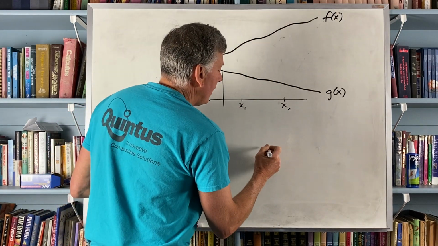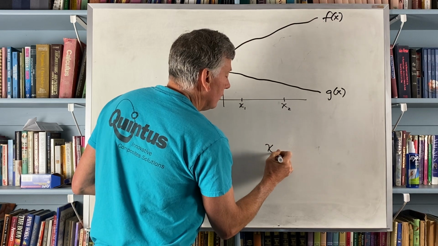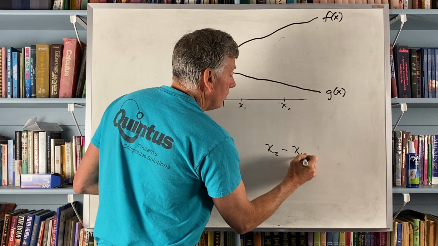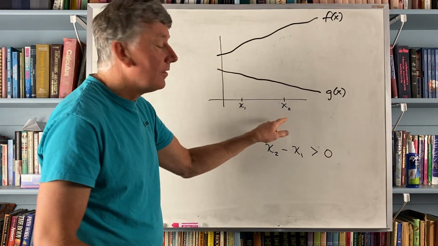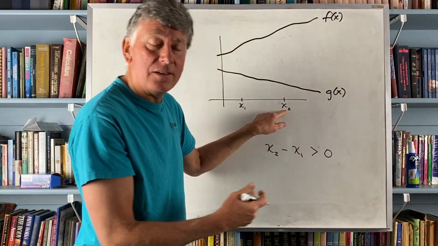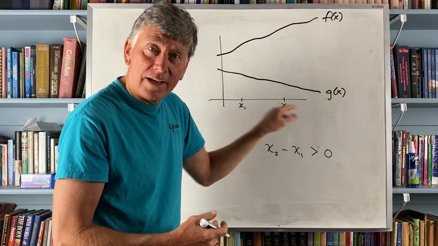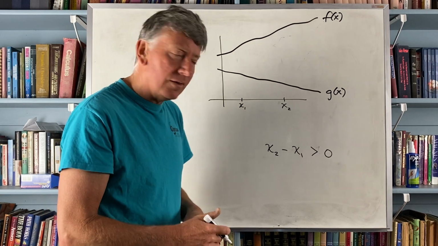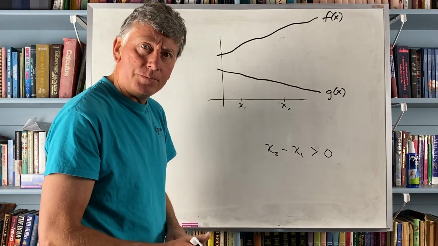And so we can look at this and say x sub 2 minus x sub 1 is greater than 0. And the reason I can say that is this is the larger, more positive number. This is the smaller number. When you subtract a small number from a bigger number, you get a positive result. And so that's why they will make this distinction.